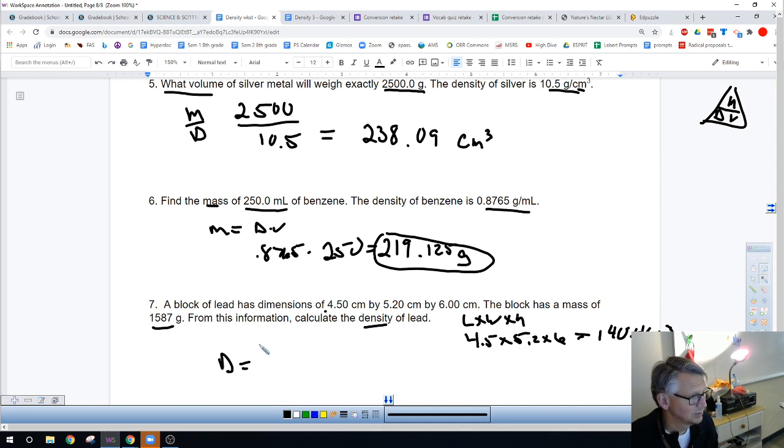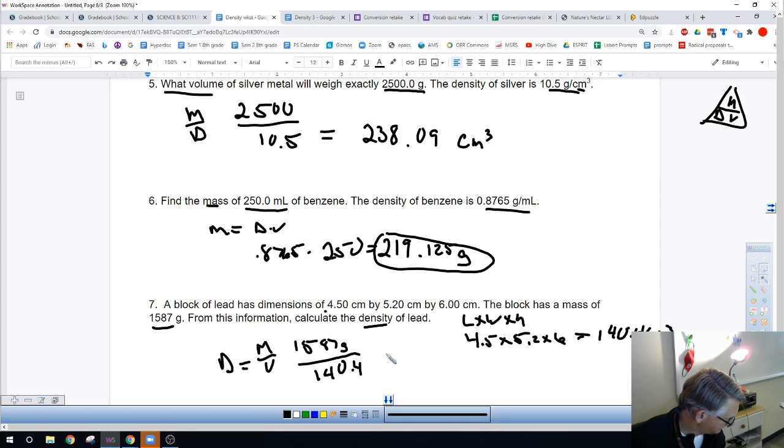Density is equal to mass divided by volume. Our mass was 1587 grams divided by 140.4. 1587 divided by 140.4 equals 11.3, and that's going to be labeled in grams per cubic centimeter.